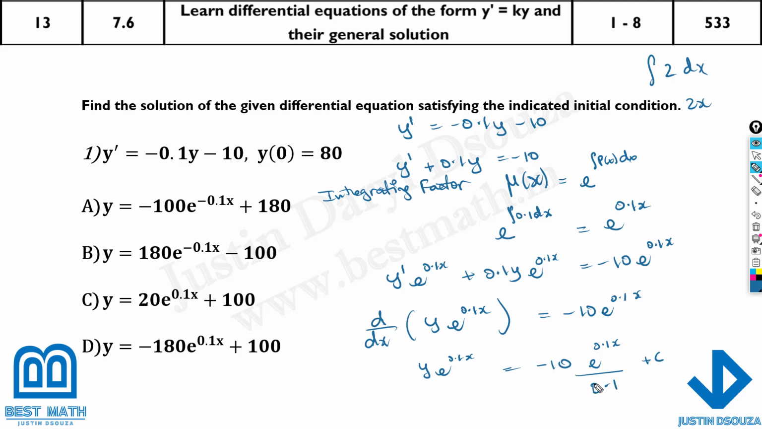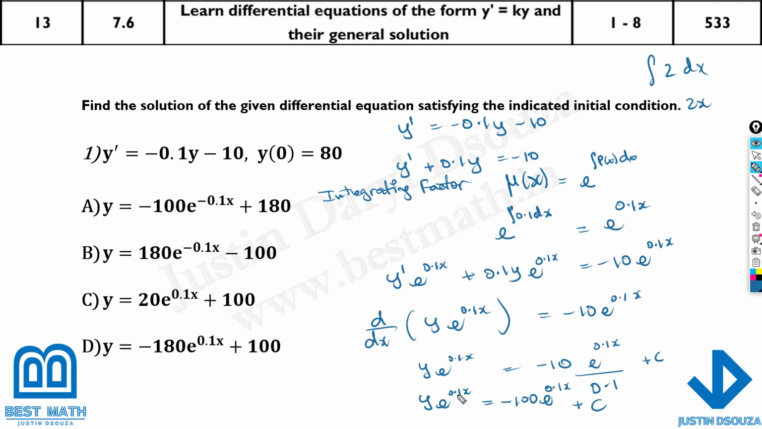Now what is minus 10 divided by 0.1? So basically move one thing to the other side. You should add a 0 over here. It's minus 100. So here what we get is y e to the power 0.1x is equal to negative 100 e to the power 0.1x plus c. So this is the simplified version.